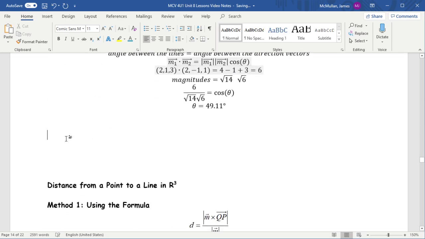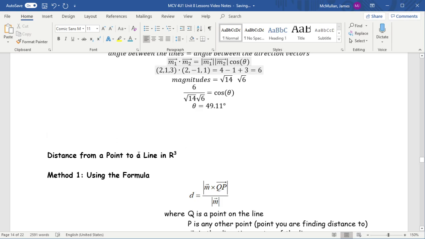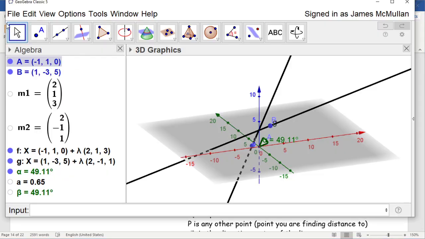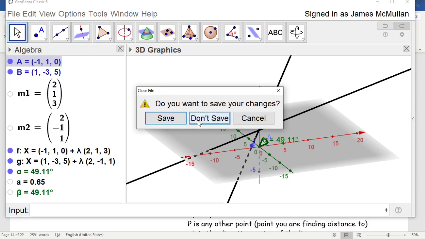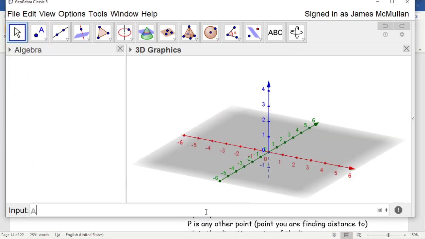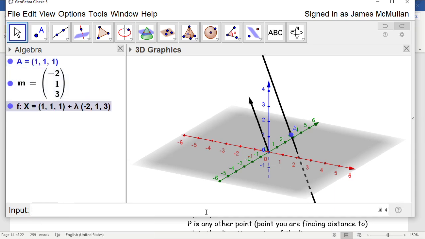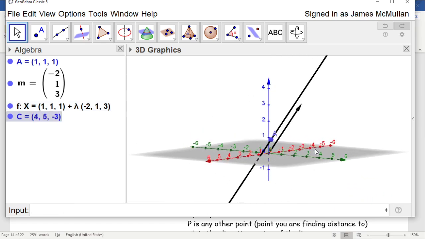Now, a point to a line in R3 is a difficult one, because if you remember our analogy in R2, so let's make up a random one. So A is 1, 1, 1. M is negative 2, 1, 3. And we'll go line AM. And we'll make up a point. Let's say the point is C equals 4, 5, negative 3. Okay, so there's the point over there.